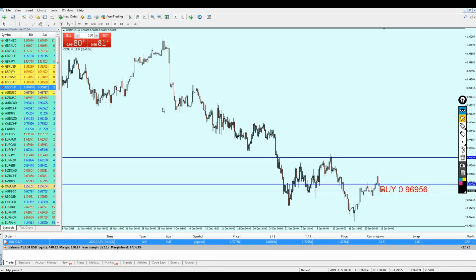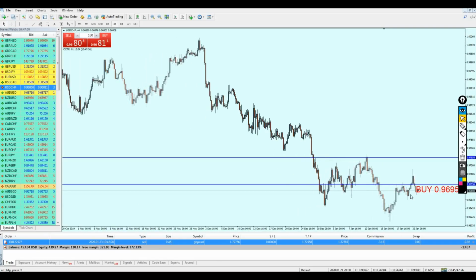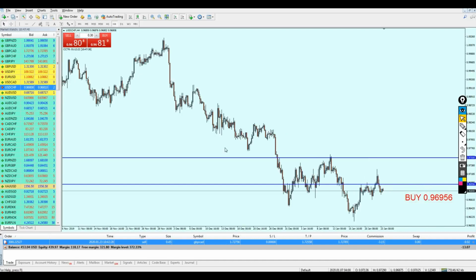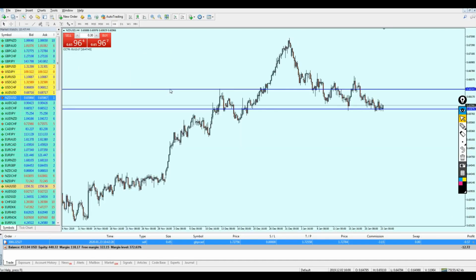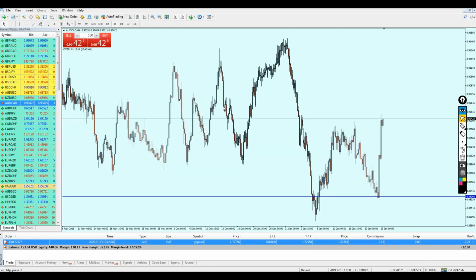This one is not good as well. We just need to find really the right setup. Look at that. This is a good one. This is a very good one.